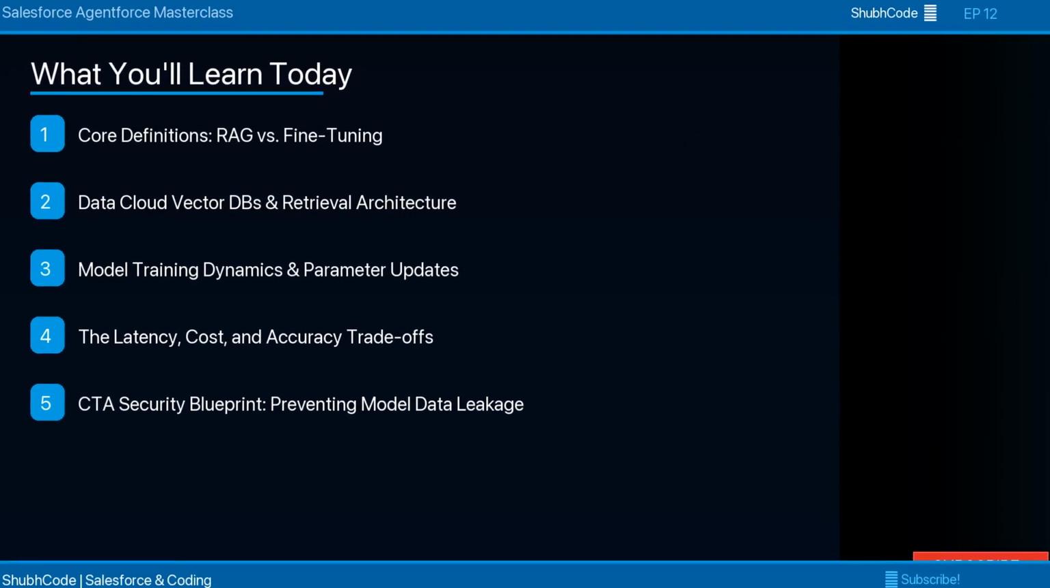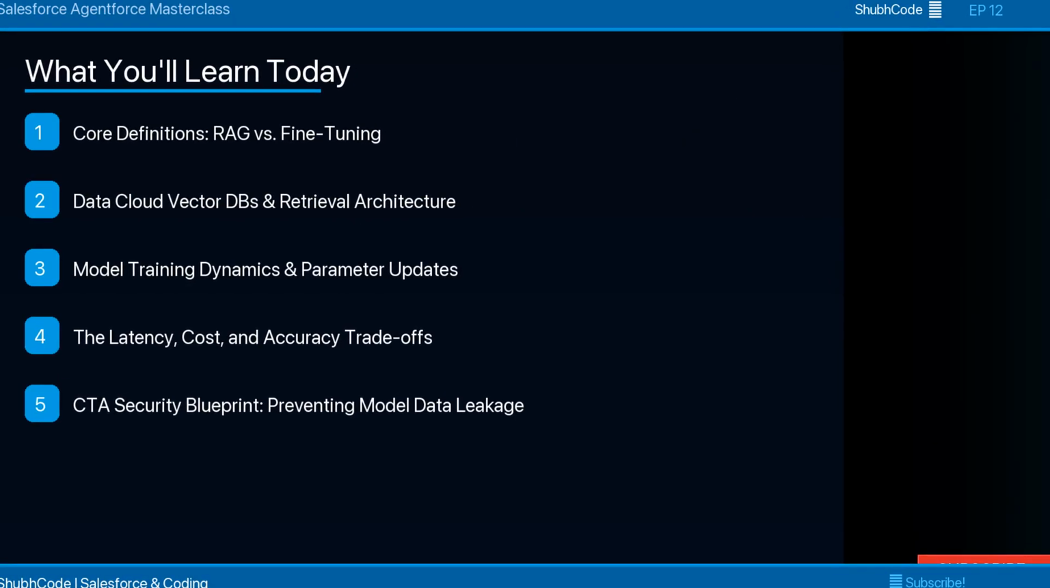Here's what we're covering today. Core definitions, RAG versus fine-tuning, then Data Cloud vector DBs and retrieval architecture, then model training dynamics and parameter updates, then the latency, cost, and accuracy trade-offs, then CTA security blueprint, preventing model data leakage. Stay for the last one, it's the piece most tutorials miss.